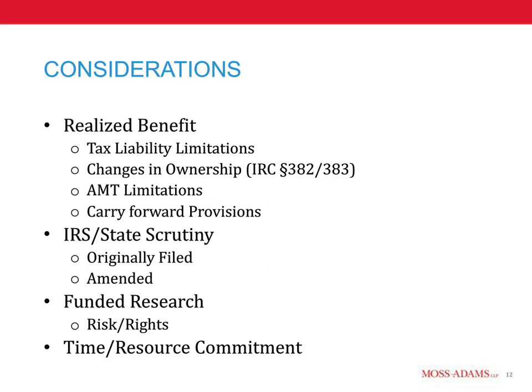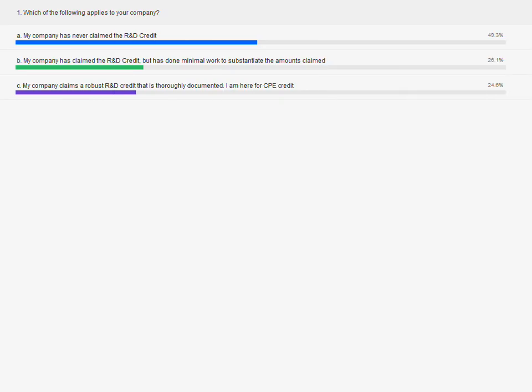Okay, has everybody had a chance to put in their response? Let's see what the results are. All right, quite a few companies that have never claimed the credit, and those that have are split between the ones with good documentation and the ones without. So, Travis, any comments on that? Yeah, it's really helpful to know as we start digging into the various rules surrounding the research and development tax credit, and describing what qualifies and what types of expenses can be included. I think it's going to be helpful for a lot of the audience. Okay, great.